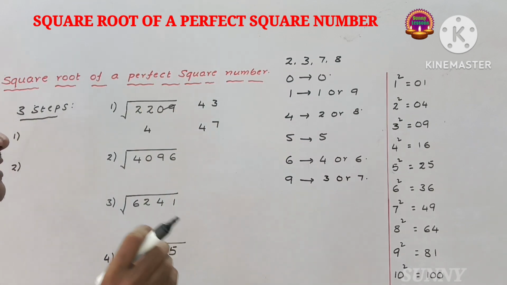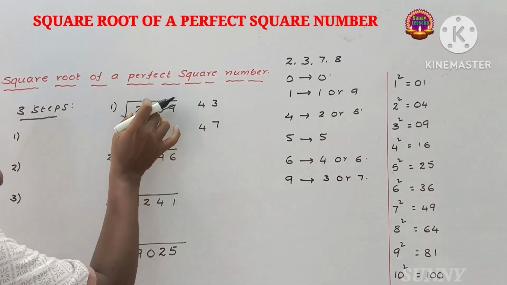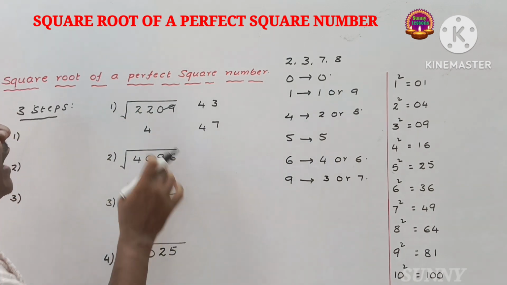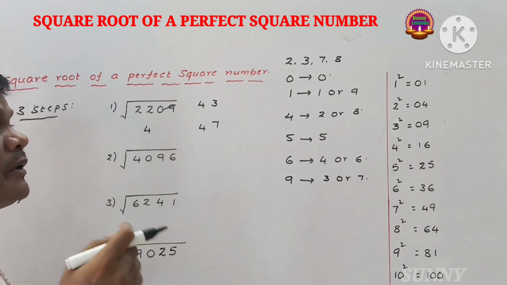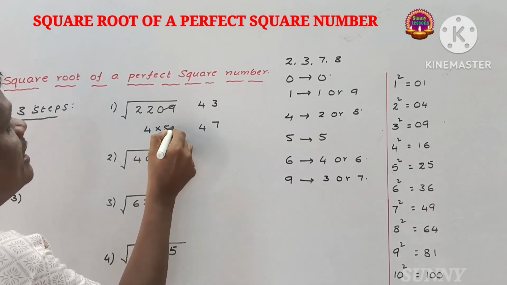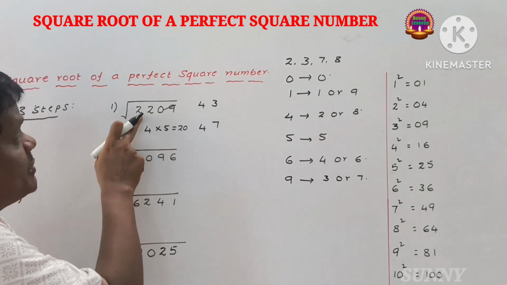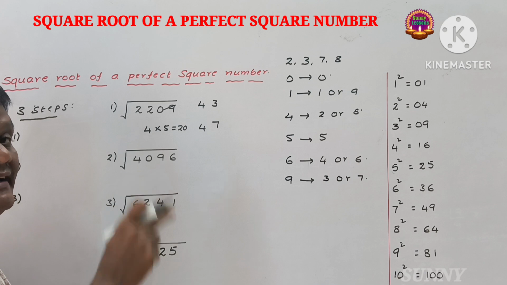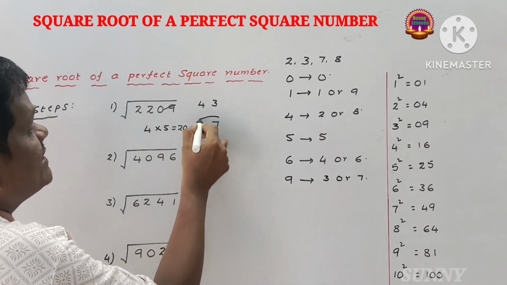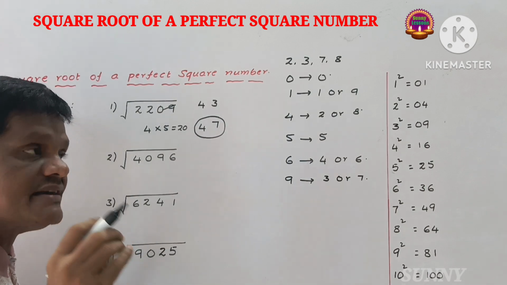The third step is the deciding step. 16 is the nearest perfect square to 22. So we take 4 and the number immediately after it, 5. The product 4 times 5 is 20. Here 22 is greater than 20. That's why you have to take the greater one, that is 47. So the square root of 2209 is 47.